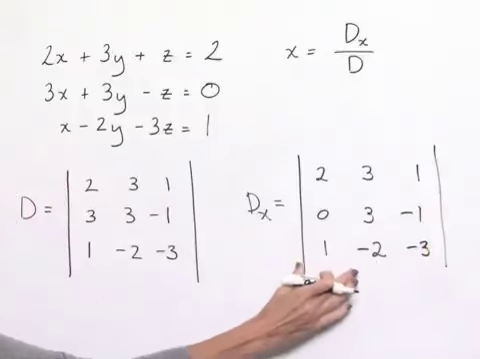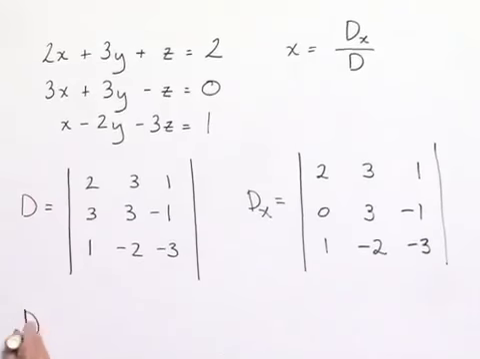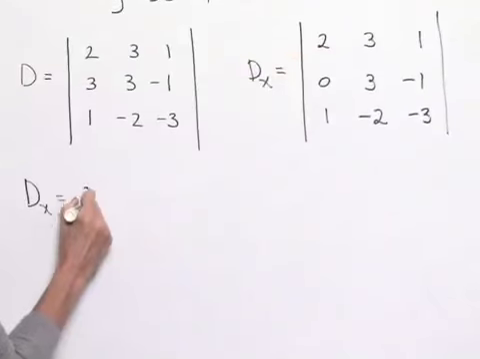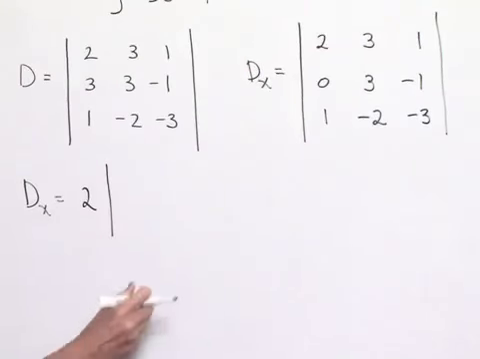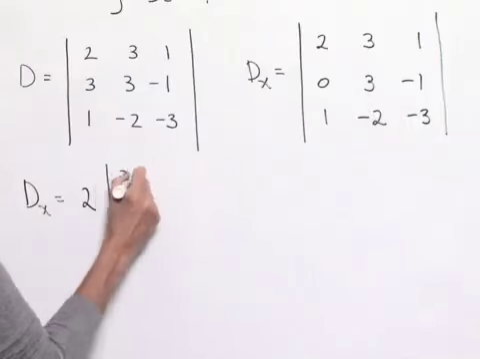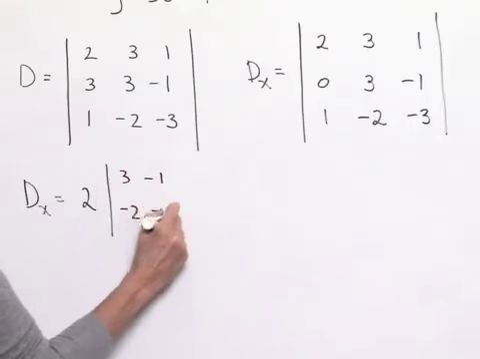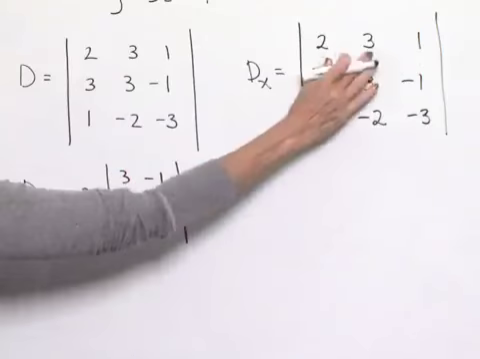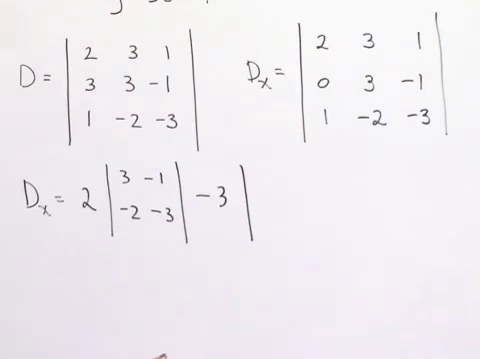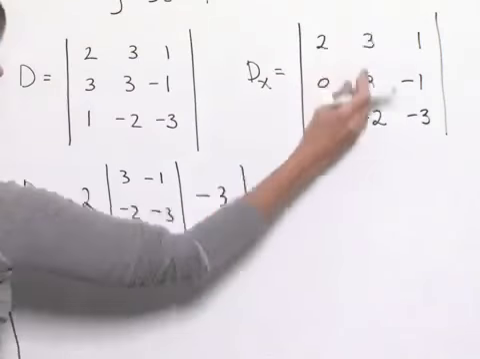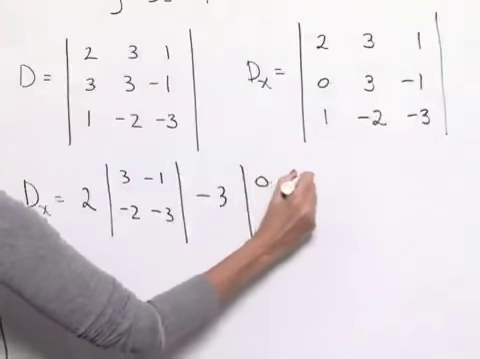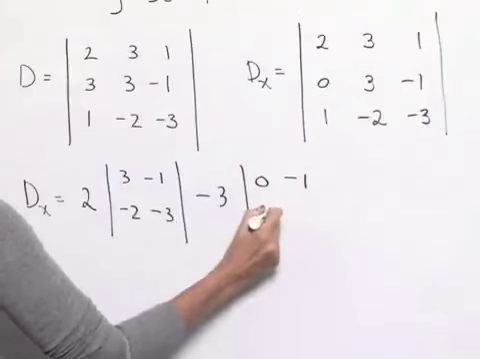Now we need to evaluate this determinant. So our D sub x is going to equal the value of 2 in our first row times the 2 by 2 determinant where we take away the row and the column where the 2 appeared. So we'll have the 3, negative 1, negative 2, negative 3. Minus, we'll take our second entry on our top row, that's a 3, multiply that times the 2 by 2 determinant that comes from what happens when we erase that row and column. So we'll have our 0, negative 1, and we'll have the 1, negative 3.